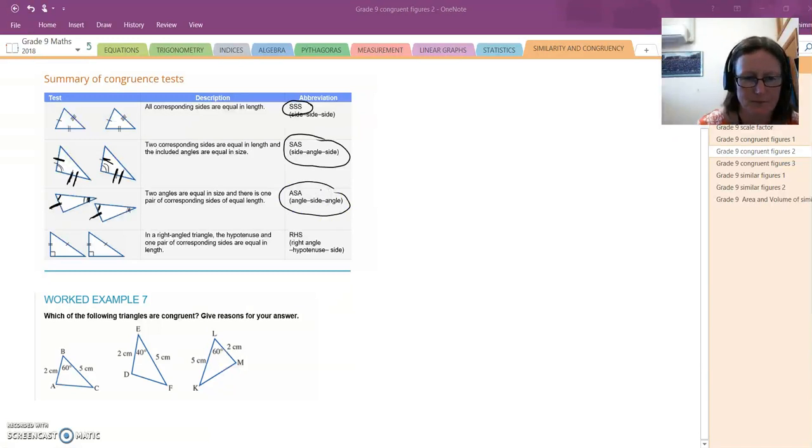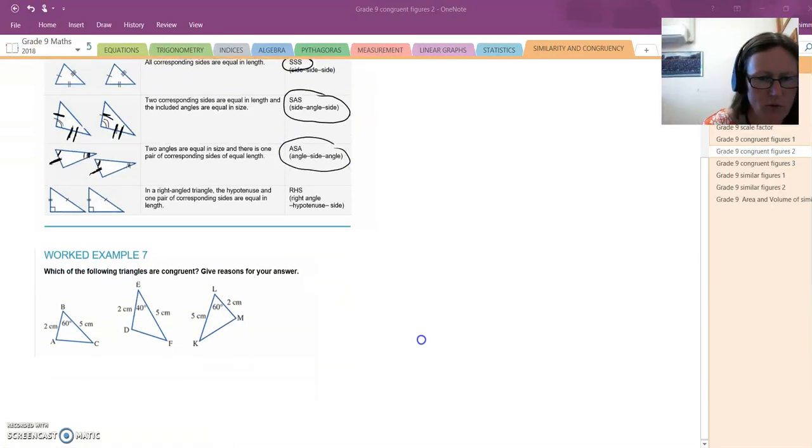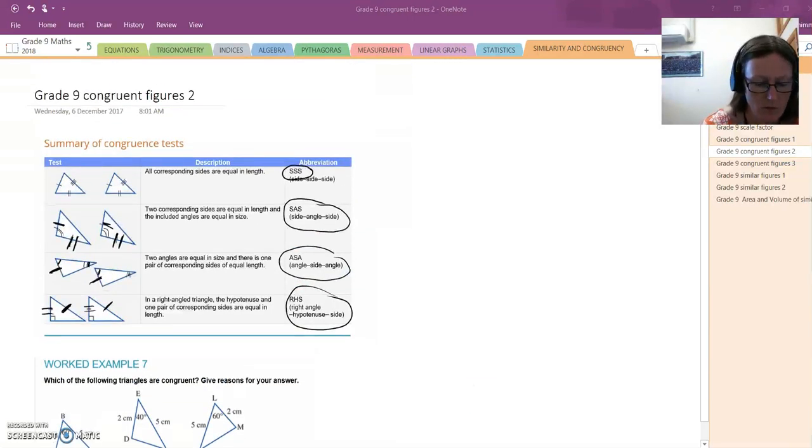The last one: if the triangle's right angled, if the hypotenuse and one of the other sides are equal, then by the right angled hypotenuse side test, we know that the triangles are going to be congruent. So let's look at this by way of a worked example.